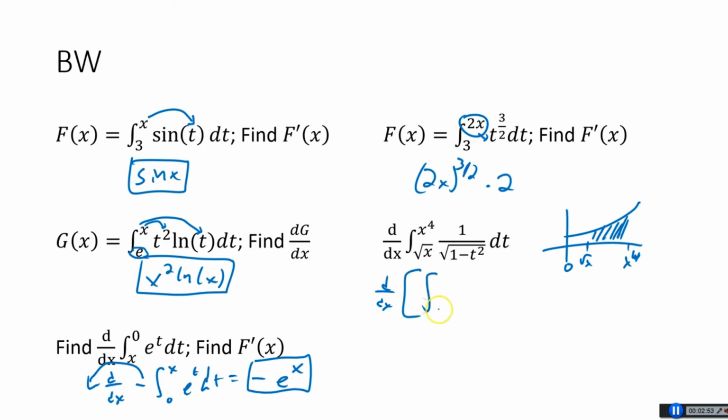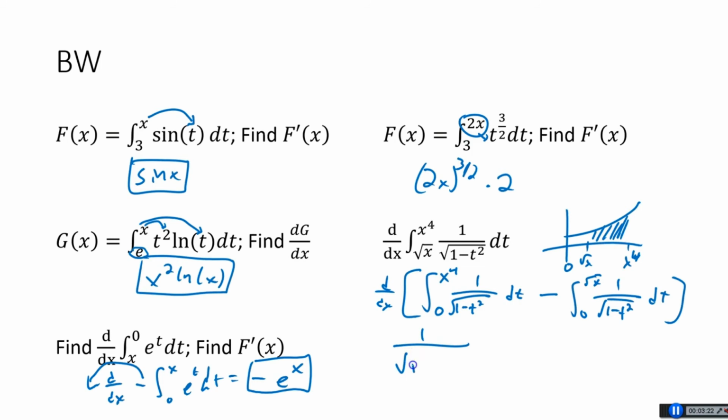Okay, so I'm going to do the derivative of the integral from 0 to x to the 4th, 1 over root 1 minus t squared dt. Then I'm going to subtract off the integral from 0 to root x. So I'm taking away the white area here of 1 over square root of 1 minus t squared dt. So we take the derivative of each part separately. So the derivative of this guy is going to be 1 over the square root of 1 minus x to the 4th squared times 4x cubed, because we have to chain on that x to the 4th.